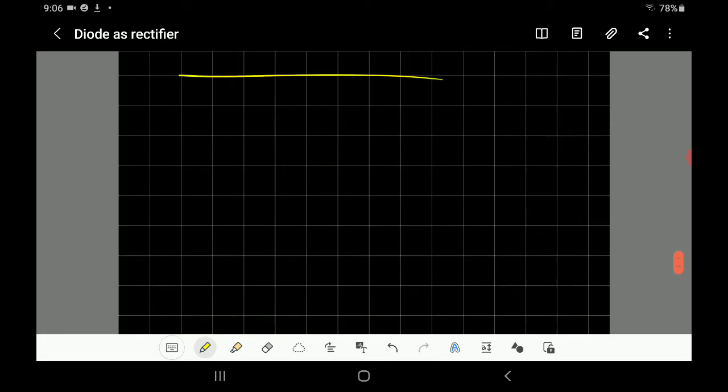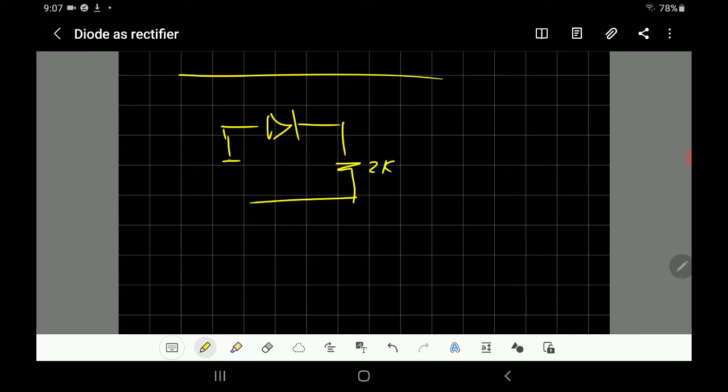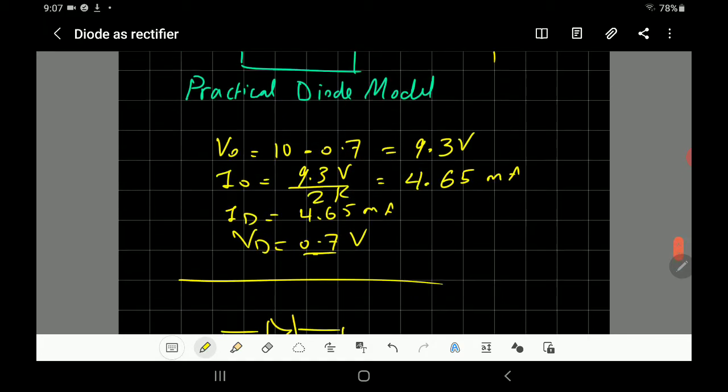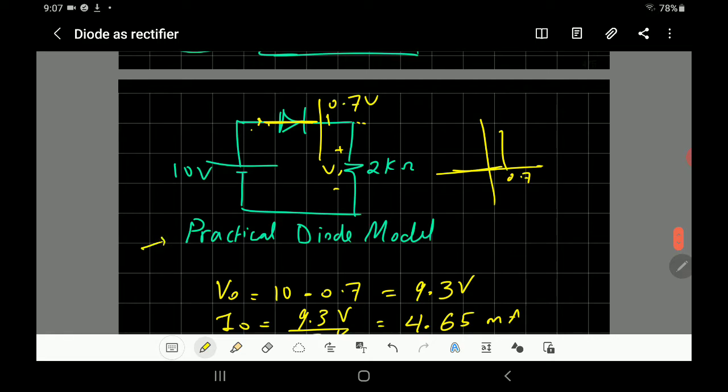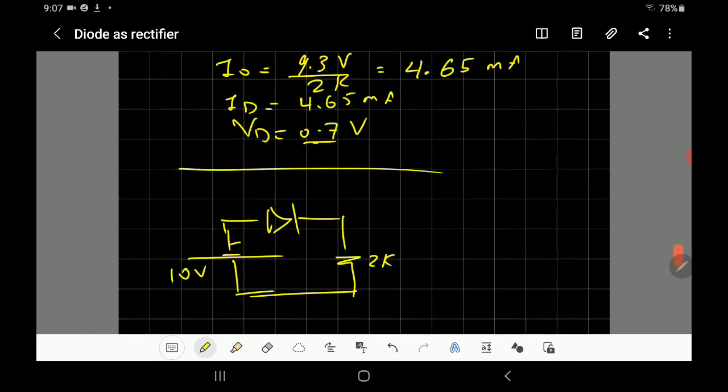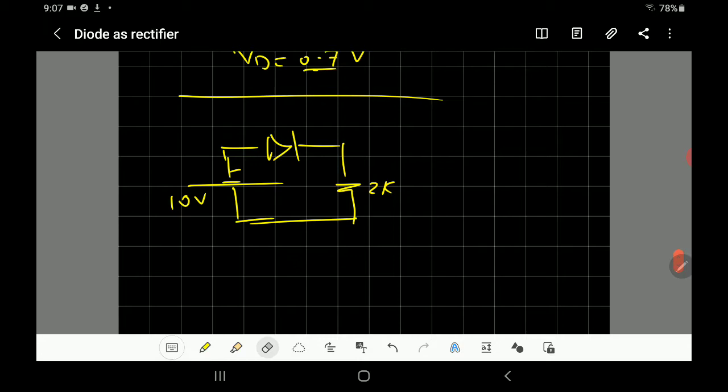Let's take an example when it's off. If you have the diode and 2 kilo ohm and you have reverse bias, it doesn't matter now for off whether it's a practical model or not. Why? Because when it's a negative voltage, it's the same. The current will be zero. So just make this an open circuit. The current will be equal to 0. The output voltage will be equal to 0. The voltage across the diode will be equal to minus 10 volt. And the current of the diode, of course, equals 0. Just like the other case.